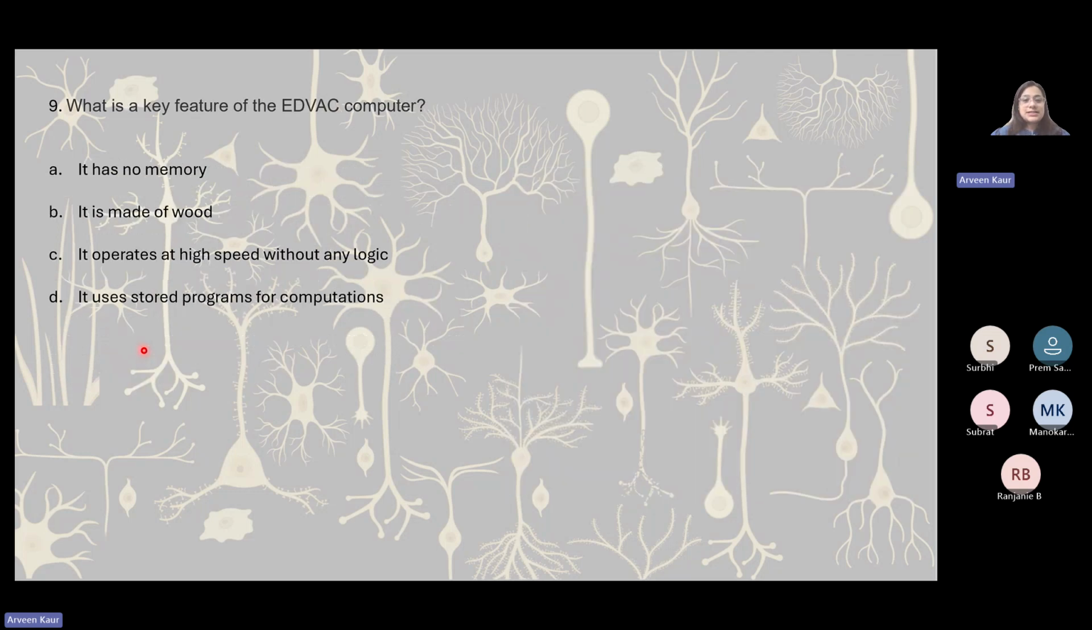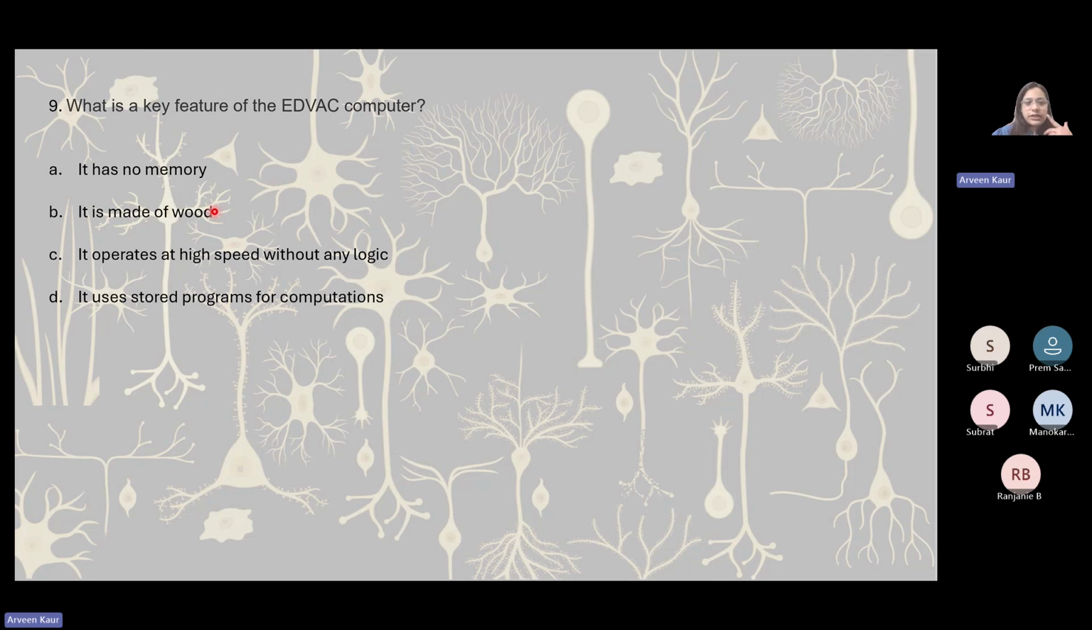Then came its successor, EDVAC, right? So, what was the key feature of EDVAC? Was it that it has no memory, or it was made of wood, or it operates at high speed without any logic whatsoever, or it used stored programs for computations, right? So, which one was a key feature of EDVAC? Now, let us go through this. Does something having no memory sound like a feature, do you know? So this we can anyway rule out, right?